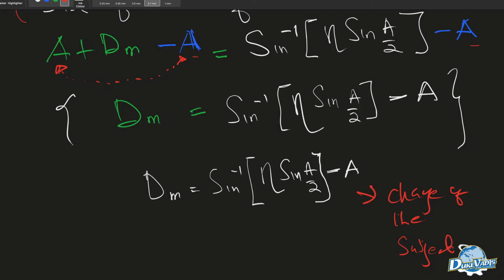So you see that right now we are able to do it in such a way that the D subscript M is standing on its own.